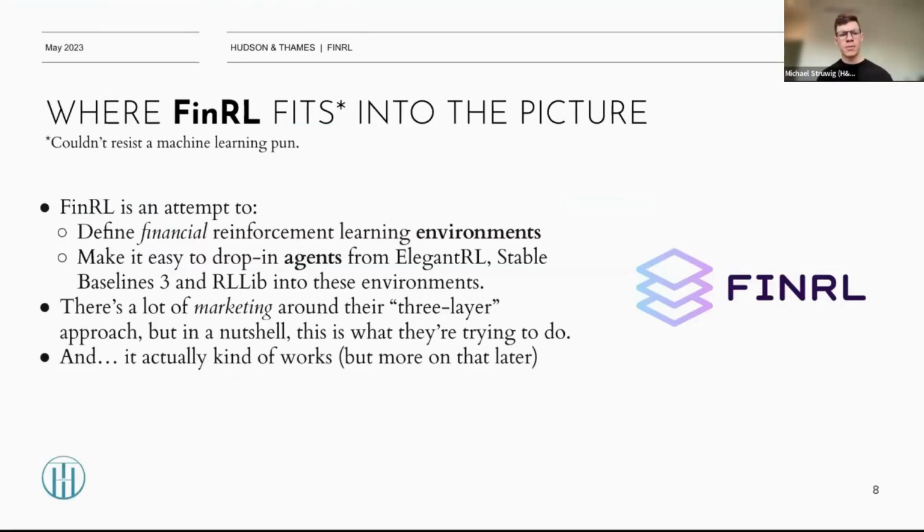So where FinRL fits into the picture is it's trying to do what all of these libraries are doing, but it just wants to make it specific to the financial domain. So the key thing is they define financial reinforcement learning environments based off of OpenAI Gym. And then they make it really easy to drop in agents from ElegantRL, Stable Baselines and RLlib into these environments, and then just let them loose and let them train. If you read the paper, there's a lot of marketing around the 3-layer approach. But in a nutshell, look, we've got great financial environments, and we also make it easy to use all of these agents from these different libraries. And what's cool is it actually kind of works, but I'll talk about that a bit more when we go to the demo.